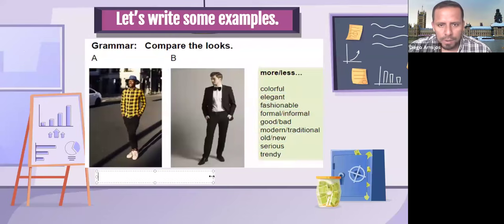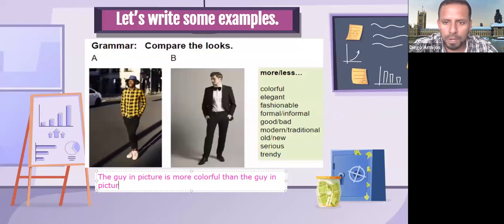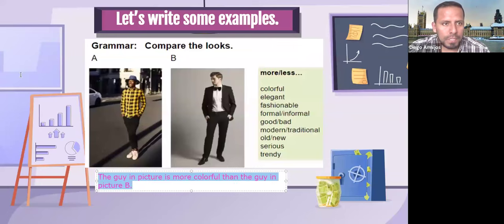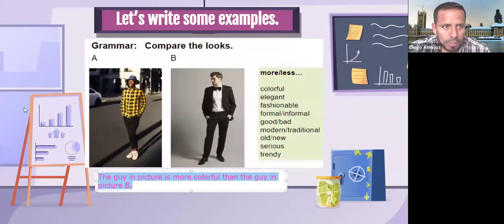Let me write an example here for you to understand better. For example, you can say, the guy in picture A is more colorful than the guy in picture B, all right? So this is the first example that I can show you, okay? But later you can continue writing more examples using these two pictures, okay?